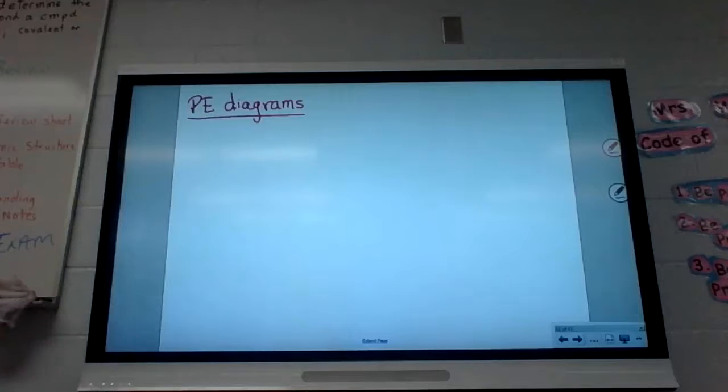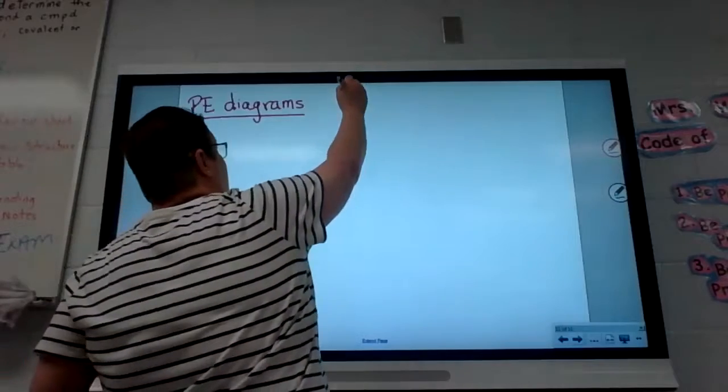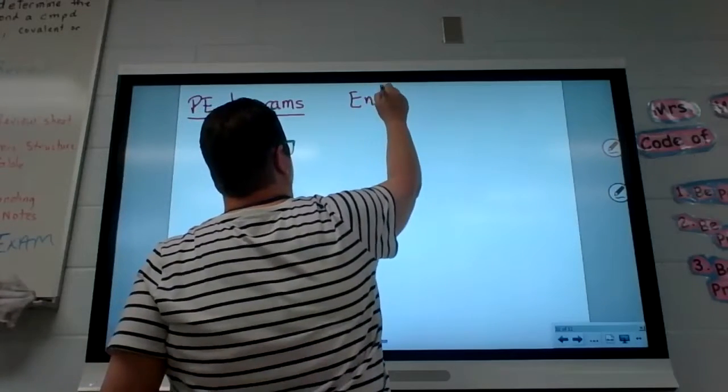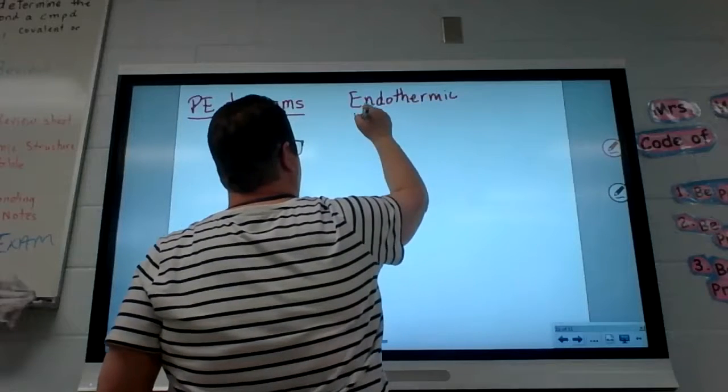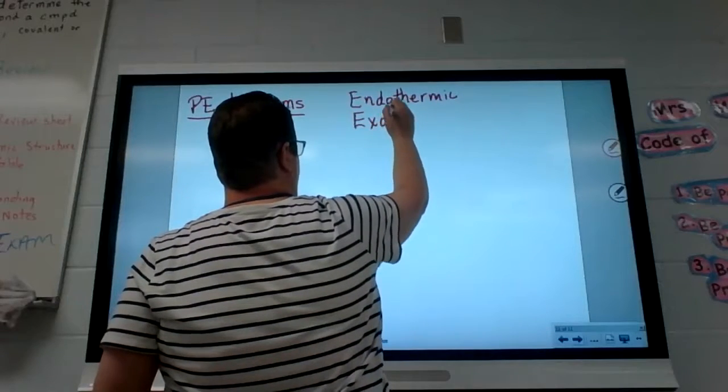All right, potential energy diagrams is where we're going to finish. Yeah, potential energy diagrams. PE is potential energy. Physical education, yeah. Now, we show this graphically in a potential energy diagram. Potential energy diagrams can be shown one of two ways. They can either be endothermic or they can be exothermic.